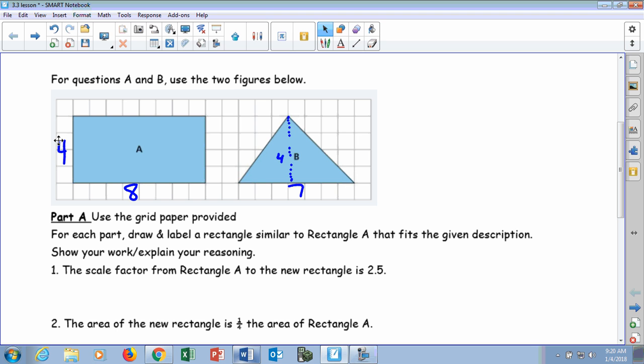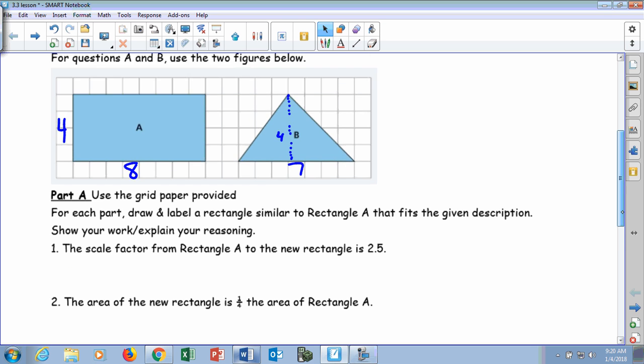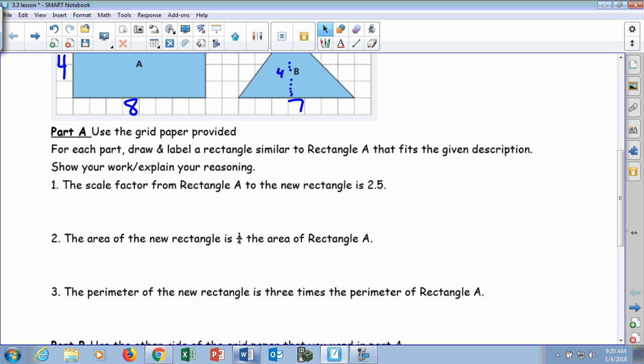Okay, for part A, there's different scale factors they want you to do for the rectangles. So they want to go from rectangle A to a new rectangle that is 2.5, the scale factor. Then it says the perimeter of the new rectangle is 3 times the perimeter of rectangle A. That's 3. Number 2 is that the area of the new rectangle is 1/4 the area of rectangle A. And what I want you to try to do is figure out the dimensions of those rectangles.